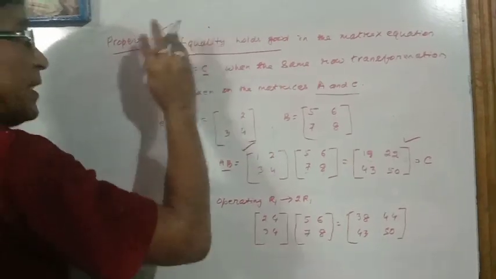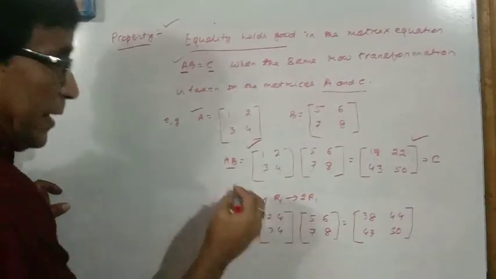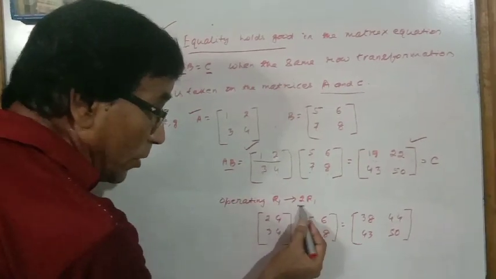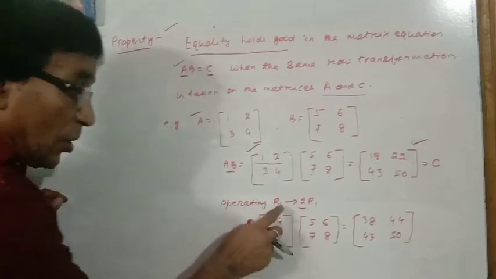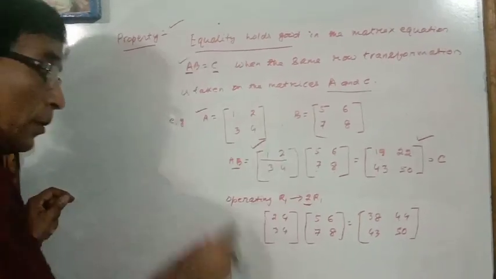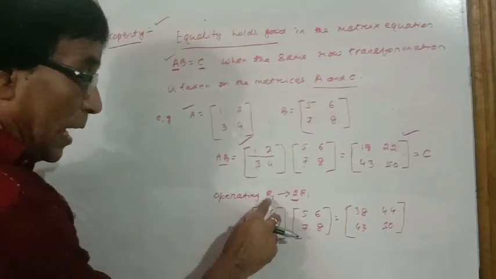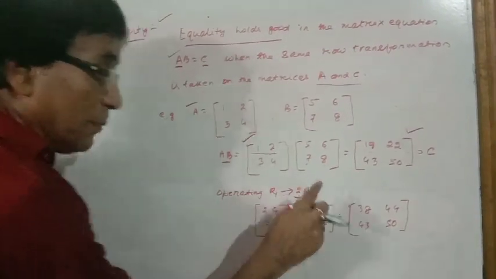We'll consider this second transformation. That means here we will multiply the first row by a non-zero constant 2. And this operation will be taken on the matrix A and the matrix C. In this operation we will replace R1 by 2 times R1.